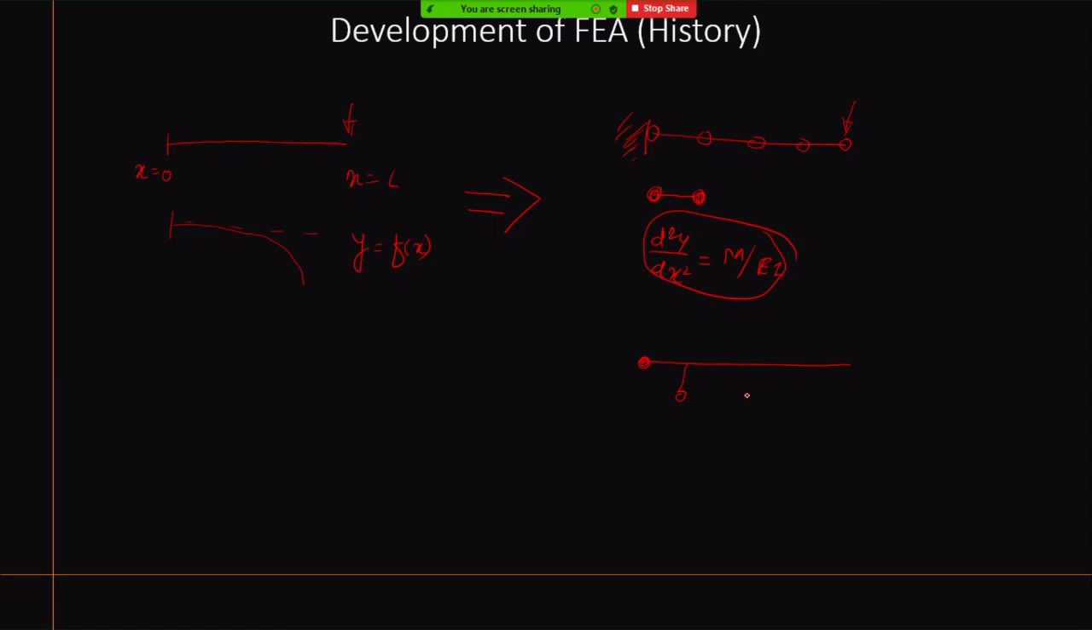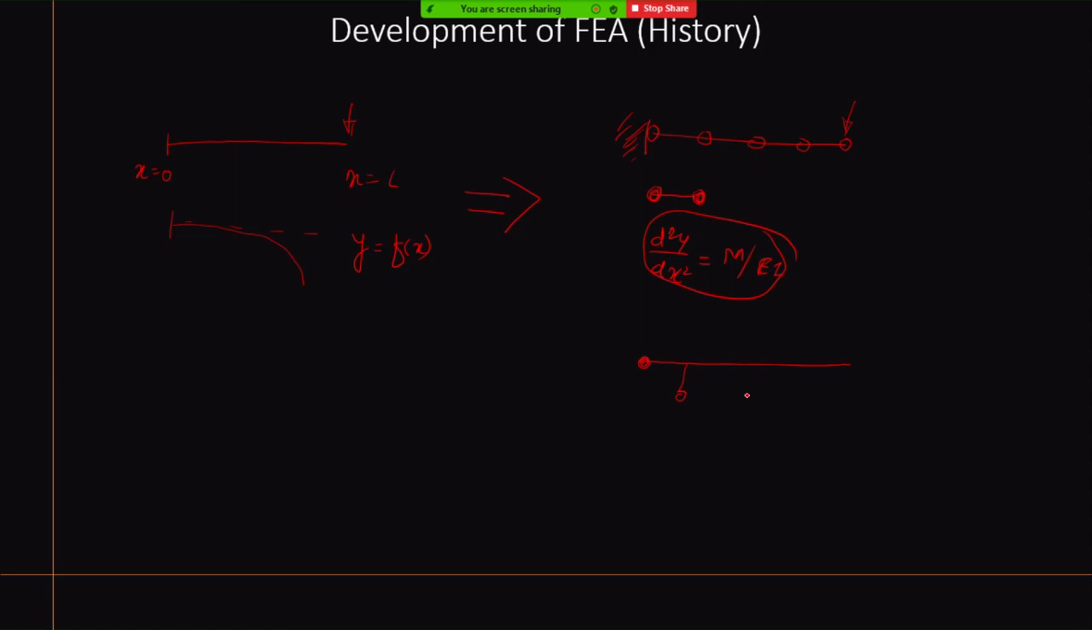I don't know the solution between this point and this point. So this type of technique is called the finite difference method. But at a later stage it was observed that if I go for a very small step size, delta x, I get better results. But in between I can't get the solution.